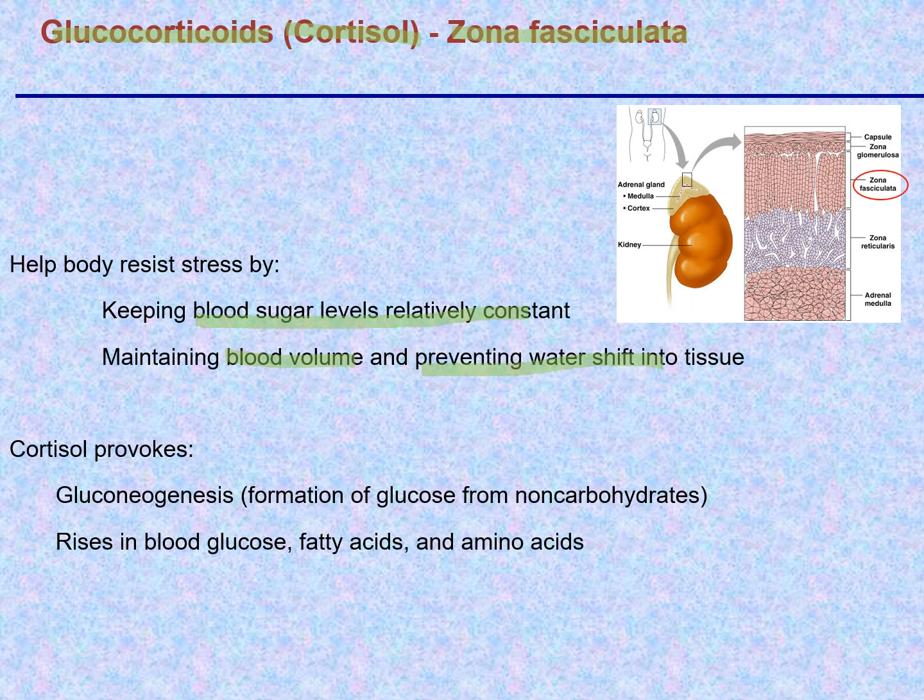It also helps to increase blood glucose levels by stimulating a process called gluconeogenesis in the cells. This is the formation of, and we did cover this last semester, this is the formation of new glucose from non-carbohydrate sources. And these would typically be protein or lipid, fat. And the cortisol will also directly help increase glucose and fatty acid, amino acid in the bloodstream, in the blood plasma.